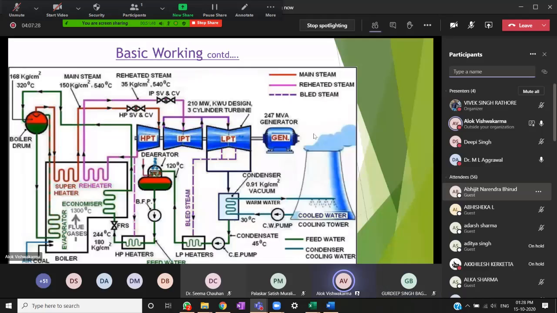So what we have seen here is that there are different cycles. There is a coal cycle, a cooling water cycle, a steam cycle, and this green one is the water cycle. These all work in a closed cycle, and they have their own functioning and process. So this is an overview where we can understand how it is being controlled also.